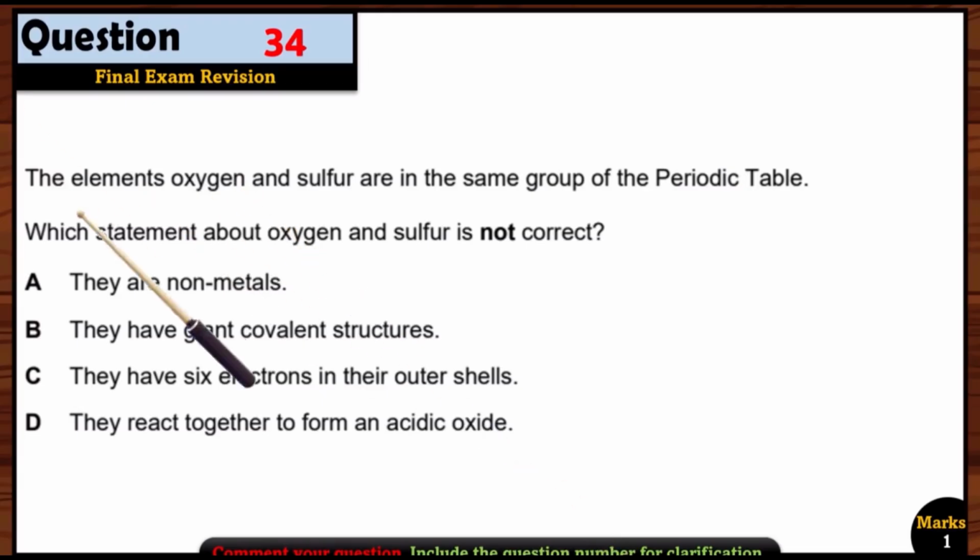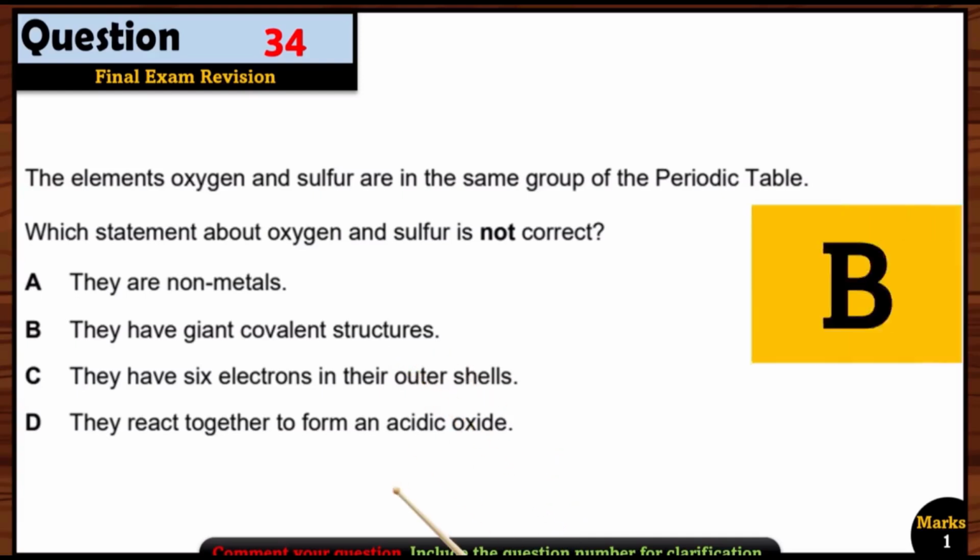Question 34. The elements oxygen and sulfur are in the same group of the periodic table. Which statement about oxygen and sulfur is not correct? Let's see where they belong. Sulfur and oxygen both belong to group 6. So they are non-metals, yes, right. They have giant covalent structures? Sulfur and oxygen don't have giant covalent structures. So that's why option B is not the right option. We don't have to look at the other ones.